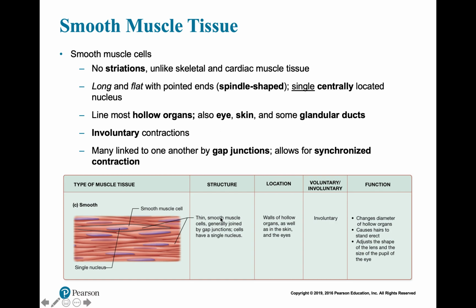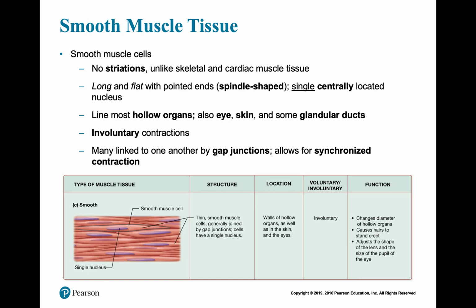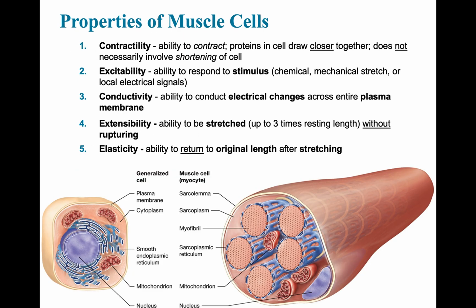And you also see gap junctions, so the cells link to one another. These smooth muscle cells will also be linked by gap junctions, allowing for a more synchronous contraction. But those gap junctions just don't look like these intercalated discs. The same principle applies, though. The gap junctions allow for a faster conduction of the electrical impulse that causes contraction, allowing for a more synchronized contraction.